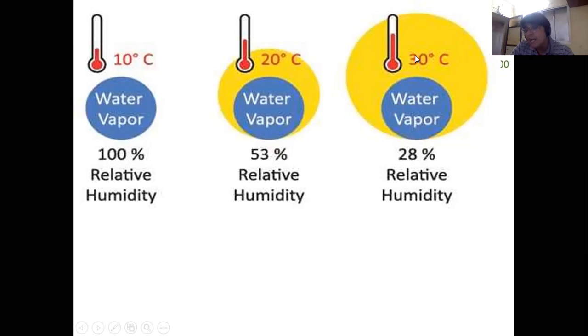Same water vapor at a higher temperature. So now the amount of water vapor required to saturate the air will be higher at 30 degrees Celsius. And that is why the relative humidity is only 28%. When the relative humidity is 100%, that time saturation takes place and that time the precipitation will occur.